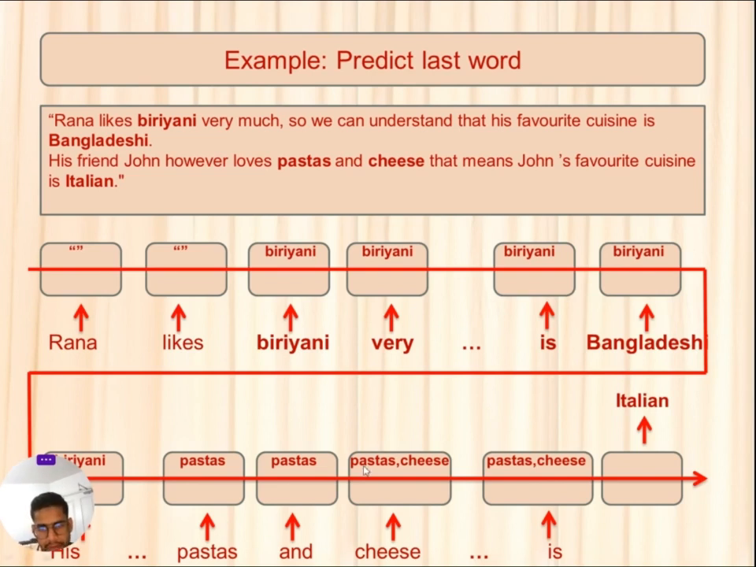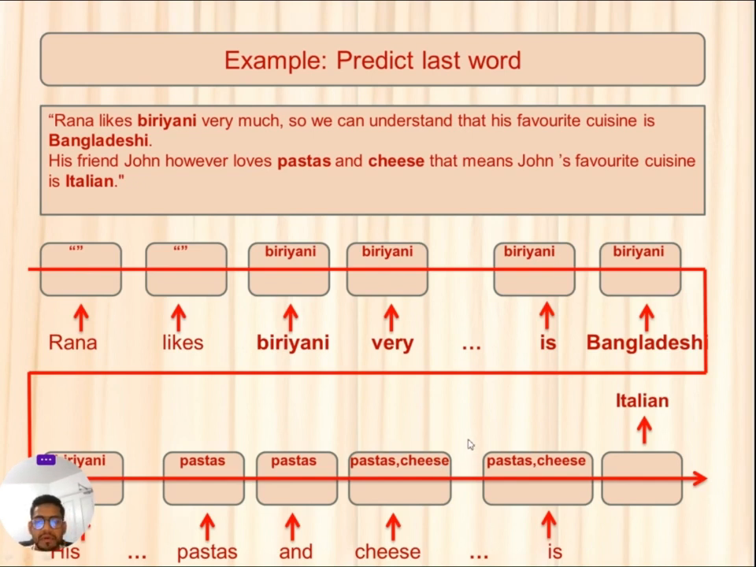Later, when it comes to cheese, it is not forgetting pasta. Instead, it keeps both pasta and cheese. When it comes to the output, based on the pasta and cheese, we get an output like Italian. So the concept is that sometimes we keep some information, sometimes we forget some information, and sometimes we keep both. This is actually the main concept of LSTM.